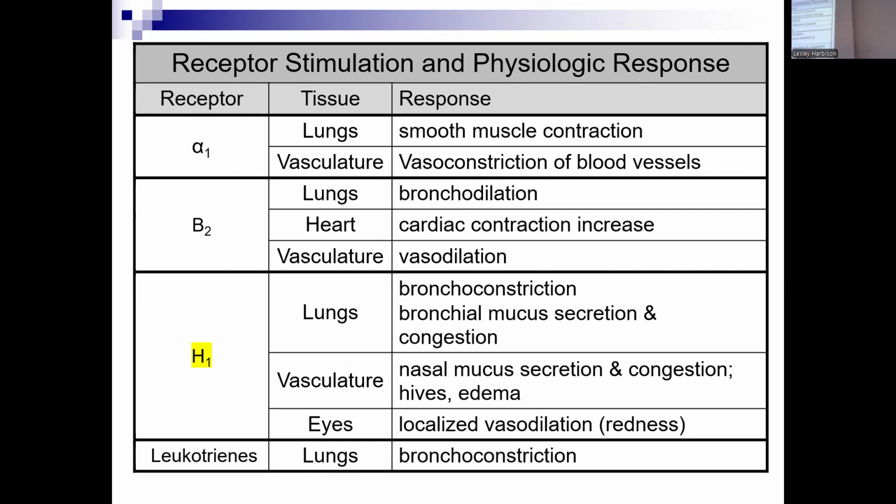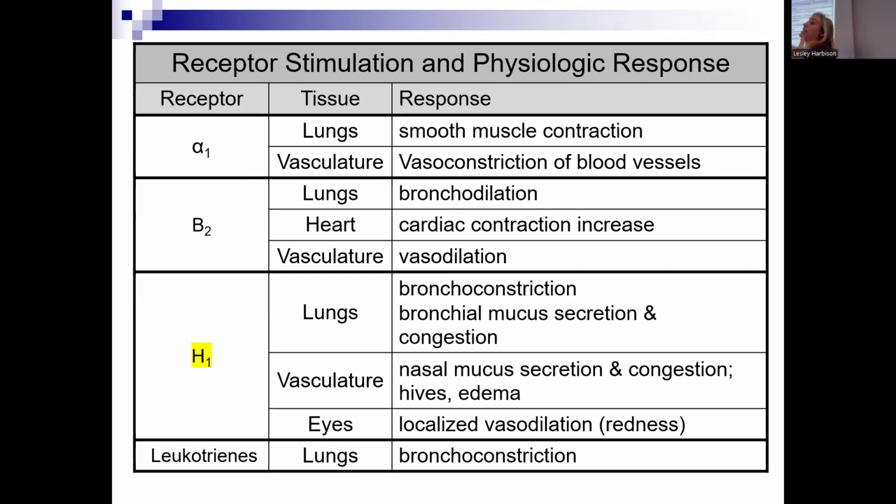And then we have a new one. Do you guys remember I was talking about H2 from the GI when Dr. Fortner was here? So H2 in the stomach, H1, predominantly we're talking about in the lungs and the eyes and nose and all this stuff.